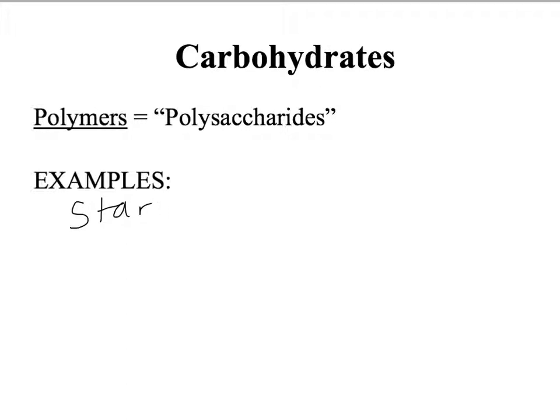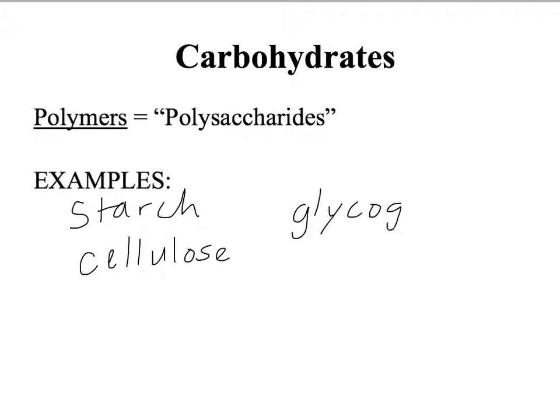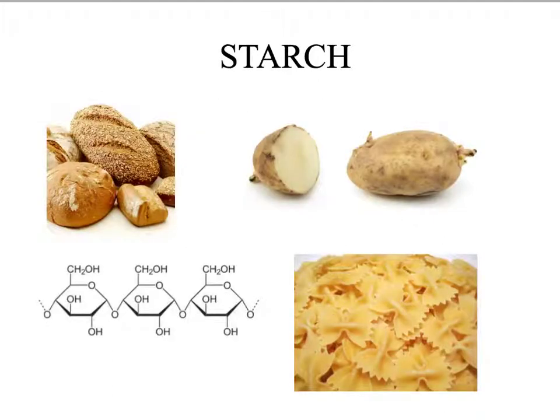They are starch, cellulose, glycogen, and chitin. So for each of these, I'll give you a little bit of an example of what it's used for, what types of organisms it's found in, and some of its structural information. All right, so starch, first polysaccharide.